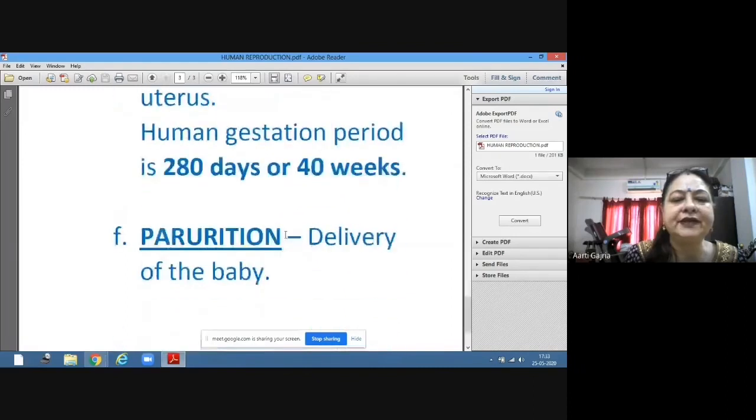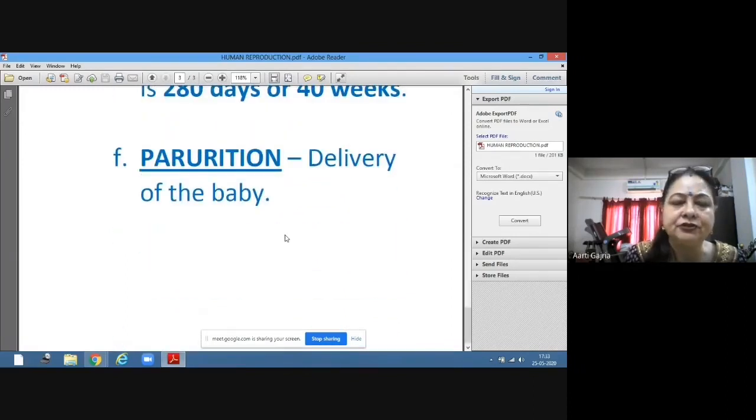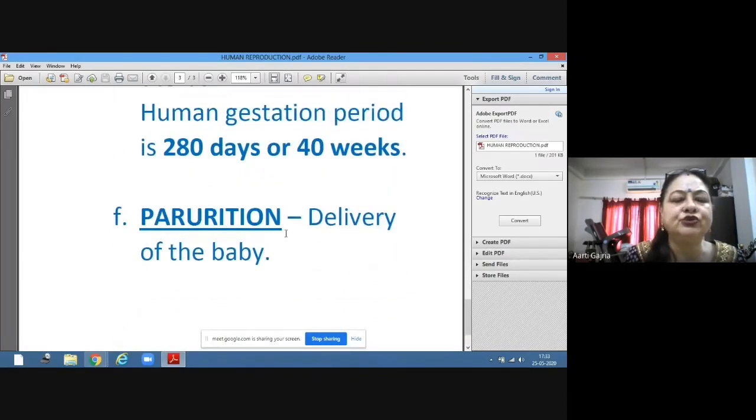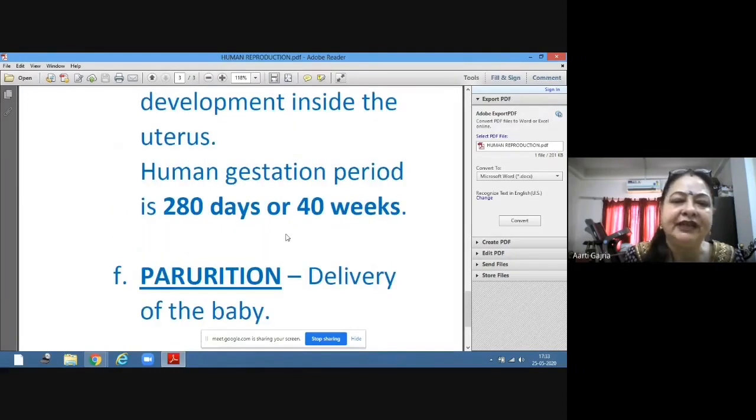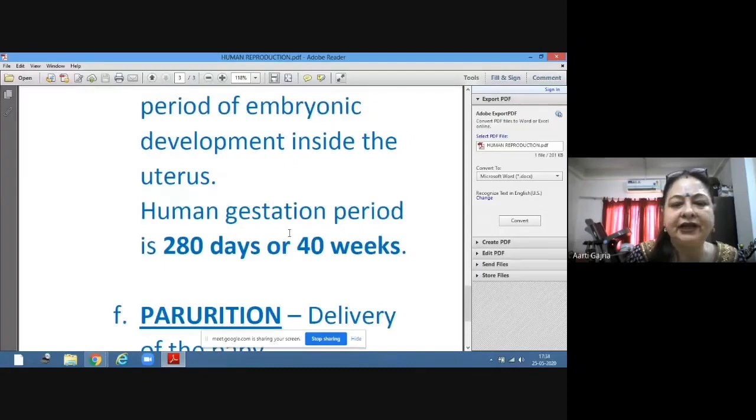So these are the different terms which we are going to use, because these are the different events taking place in the human reproduction process. Clear? All these terms are clear?